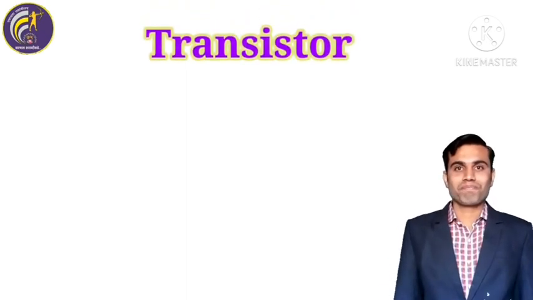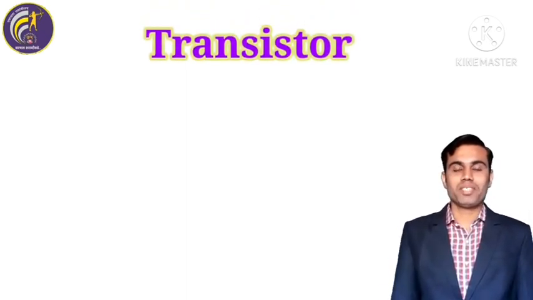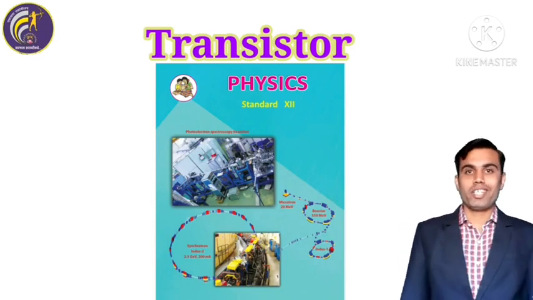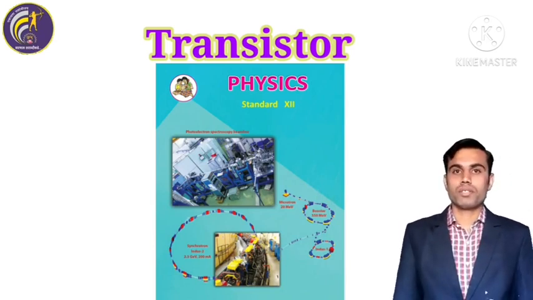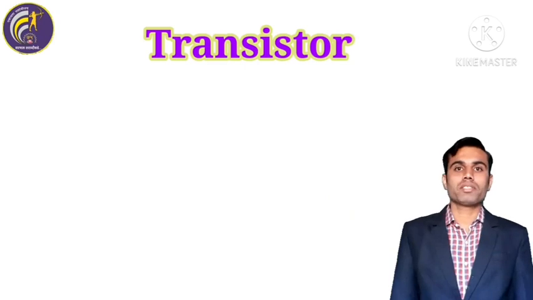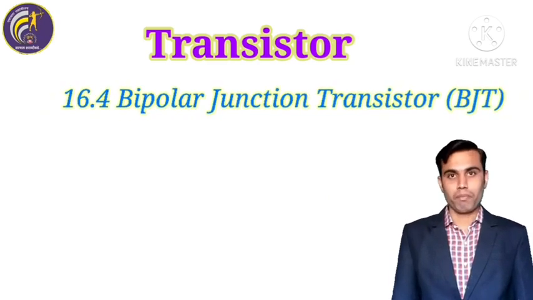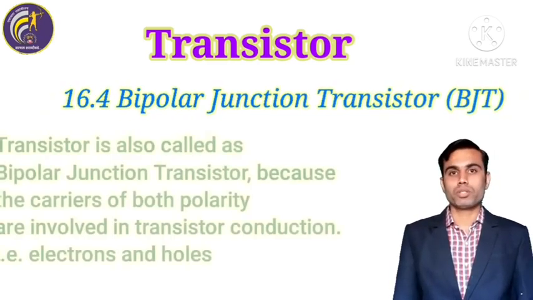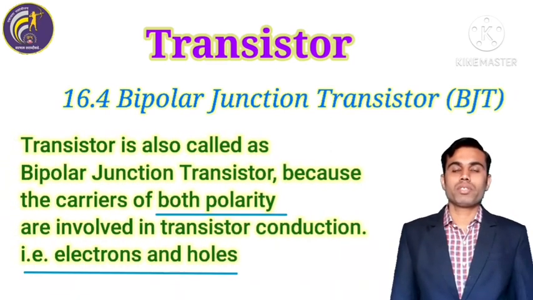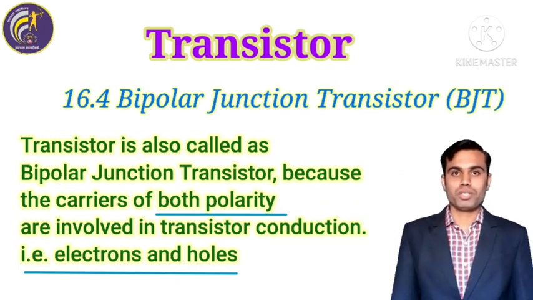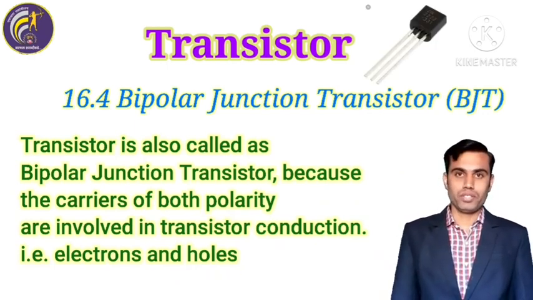Hello dear students, today we are going to start with the next article of semiconductors, that is transistor. In our syllabus or in our textbook, the article of transistor is given as the name bipolar junction transistor. Transistor is also called bipolar because it carries both types of carriers. As we take the example of electrons and holes, both the carriers can be used in a transistor. That's why it is also called a bipolar junction transistor.